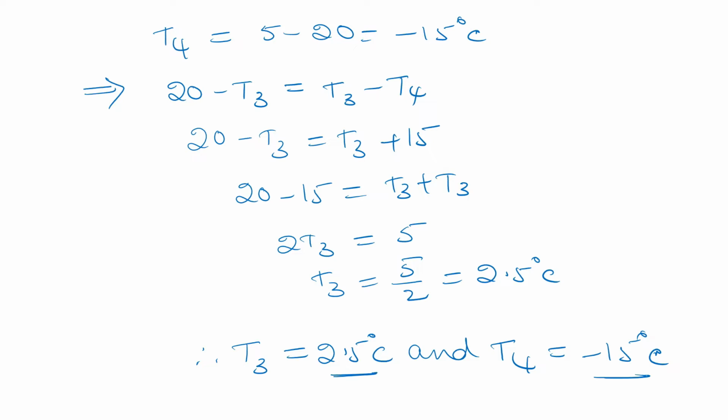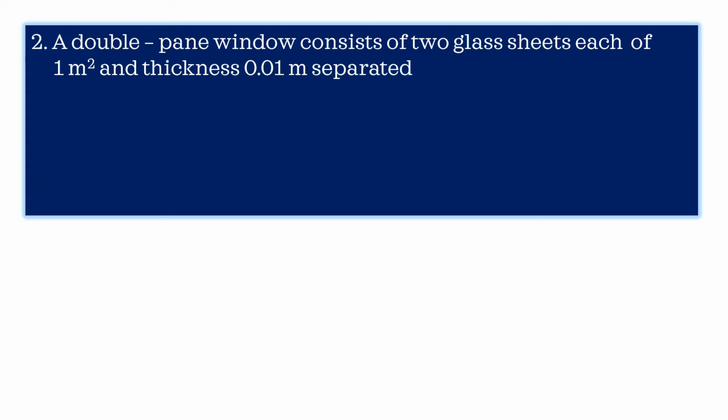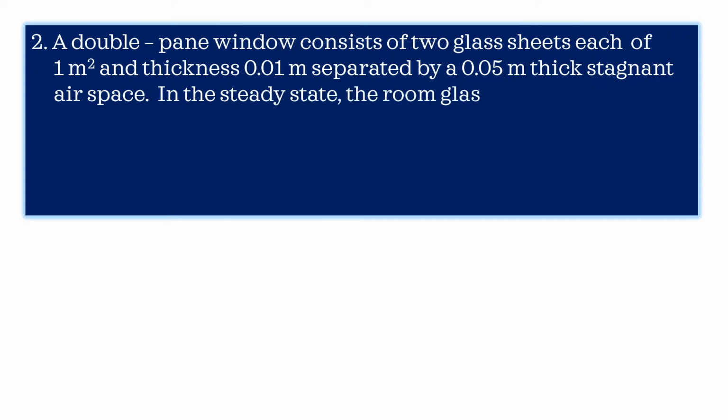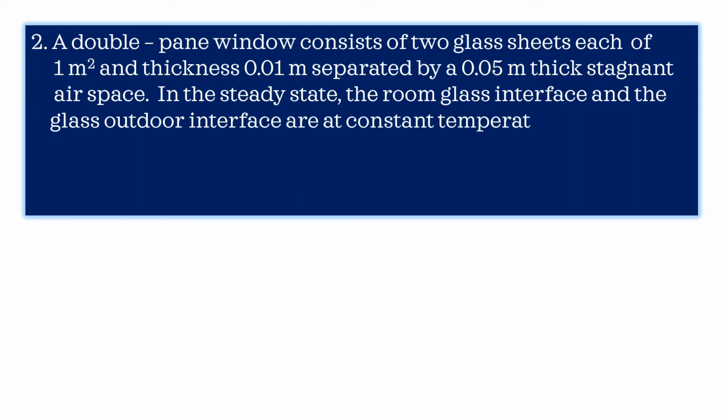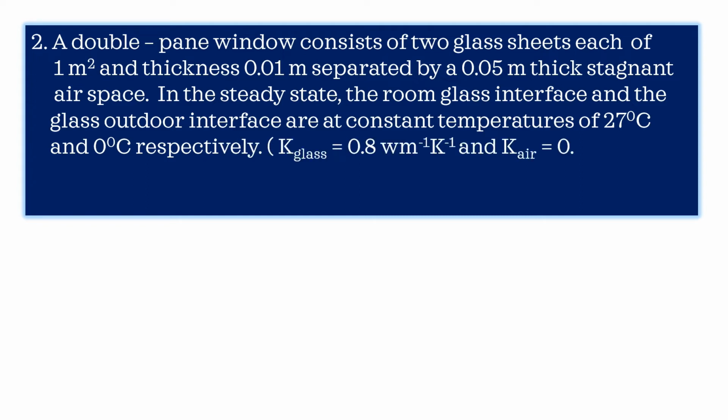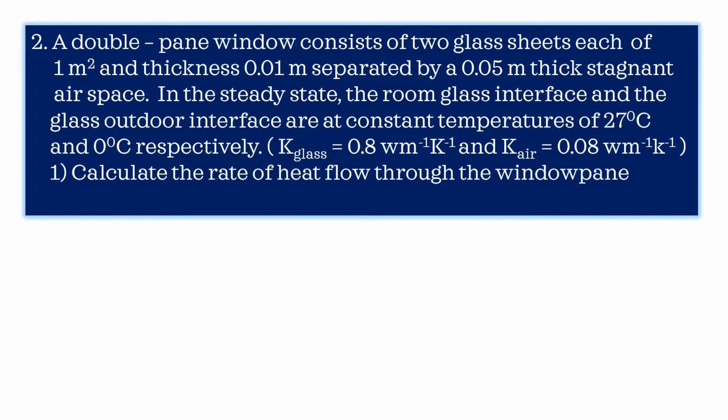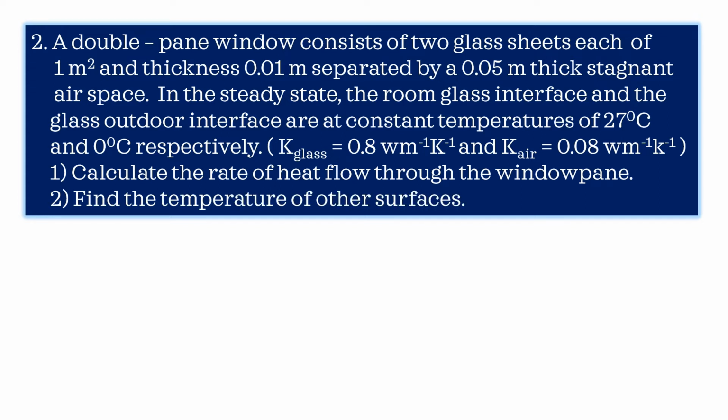Next question. In this question, a double pane window consists of two glass sheets, each of 1 meter square and thickness 0.01 meter, separated by a 0.05 meters thick stagnant airspace. In the steady state, the room glass interface and the glass outdoor interface are at constant temperatures of 27 degrees centigrade and 0 degree centigrade respectively. The given glass conductivity is 0.8 and air conductivity is 0.08. We have to calculate the rate of flow of heat through the window pane and temperature of other surface.